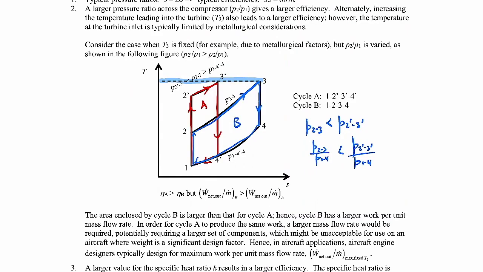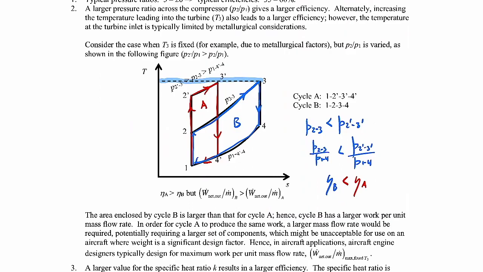The efficiency for cycle A, let me keep the colors consistent. Efficiency for cycle A will be greater than the thermal efficiency for cycle B. That's one way to think about what's happening here, is you can concern yourself with thermal efficiency, and of course cycle A is better than cycle B for that case.